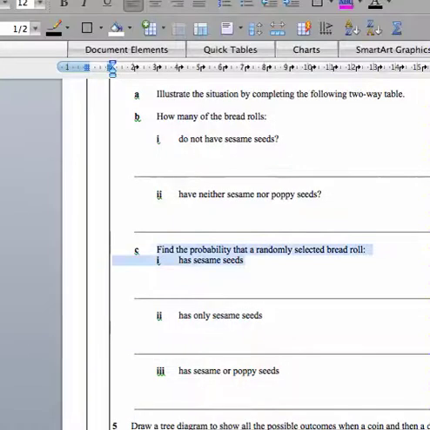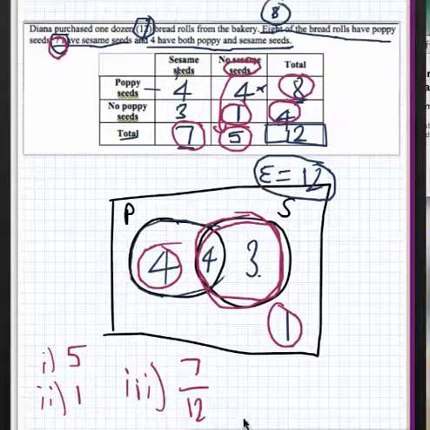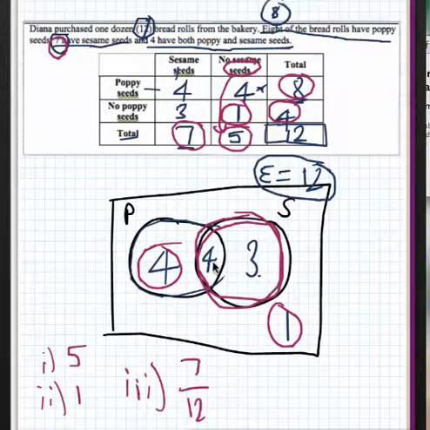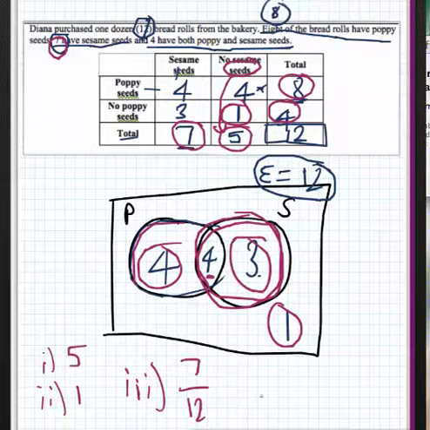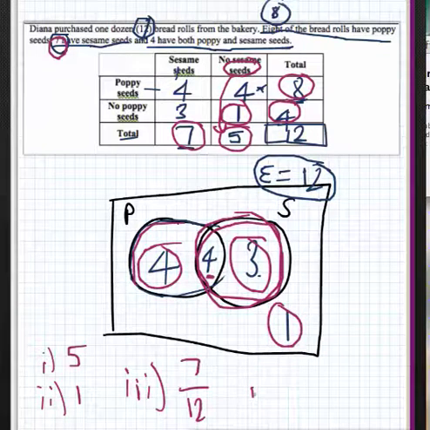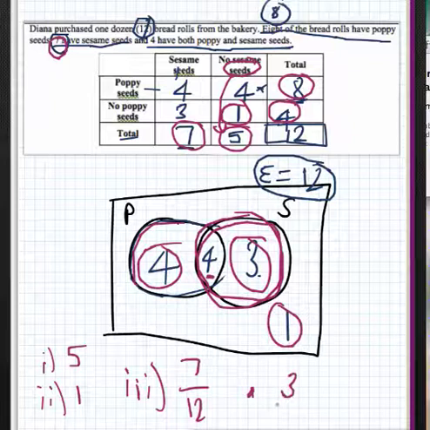The next question has only sesame seeds. This is where you're going to just think about what it's asking you. Only sesame seeds, we don't use the whole circle because that 4 here also belongs to the poppy seed circle. So only sesame seeds would be 3, and you can just write it down. Only sesame seeds would be 3 out of 12, and make sure you simplify that to a quarter.